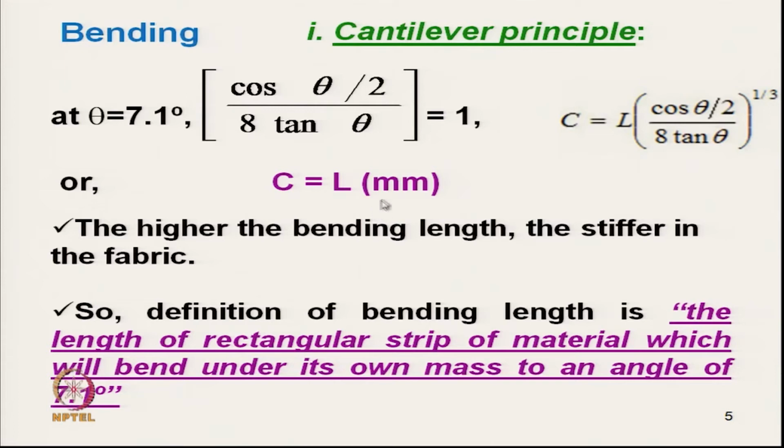So, we can define the bending length C in this way: the length of a rectangular strip of material which will bend under its own mass to an angle of 7.1 degrees. That means the overhanging length L which will make 7.1 degrees with the horizontal plane will be equal to the bending length.